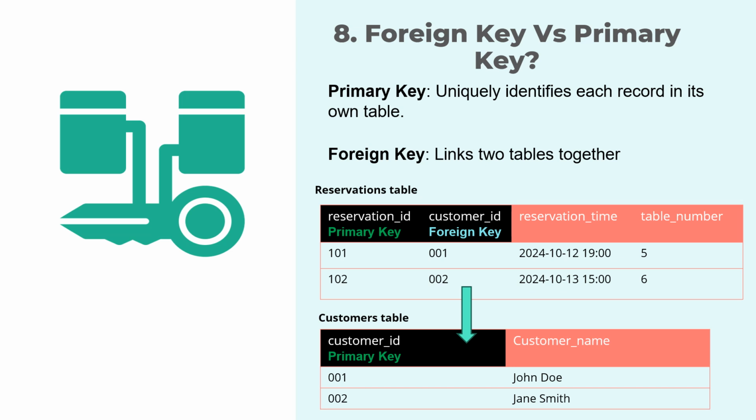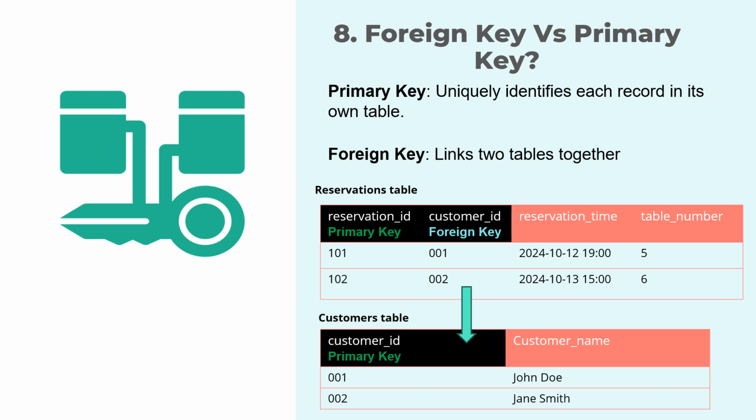Question number 8. Compare foreign key and primary key. A primary key and a foreign key are two key concepts in databases, but they have different purposes. Number 1. Primary key. A primary key uniquely identifies each record in a table. No two records can have the same primary key value, as we have seen in the previous questions. In the reservations table for Vegan Gardens, the primary key is the reservation ID. Each reservation gets a unique reservation ID.